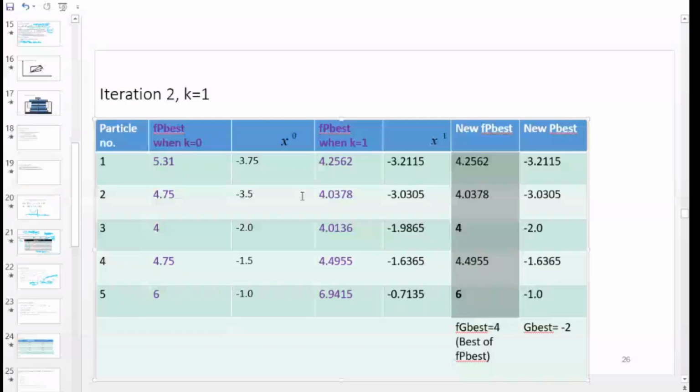So now compare all these function values. Which one is minimum? This one is minimum, 4 is minimum, the third is minimum, and corresponding to this, which is g-best? G-best is minus 2. So in the next iteration, we will consider g-best as minus 2.